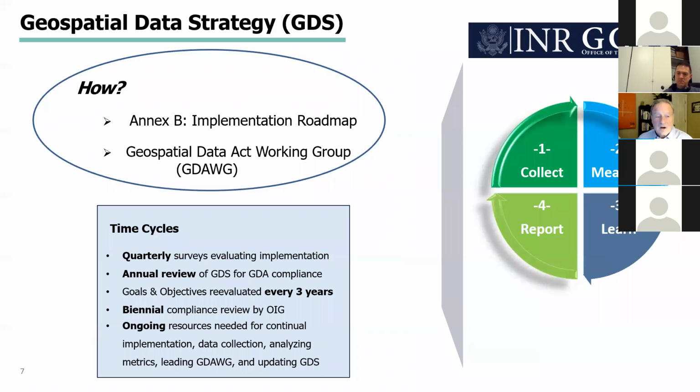As part of the geospatial data strategy, published as an annex is our implementation roadmap, where we will work to collect, measure, learn, and report on how we are working through the various different parts of the State Department. We consider this strategy an iterative document, a live document, if you will, that is constantly going to be updated as we come into compliance with all the requirements of the Act. It's on a 3-year cycle where we have to reevaluate the goals and objectives after 3 years.